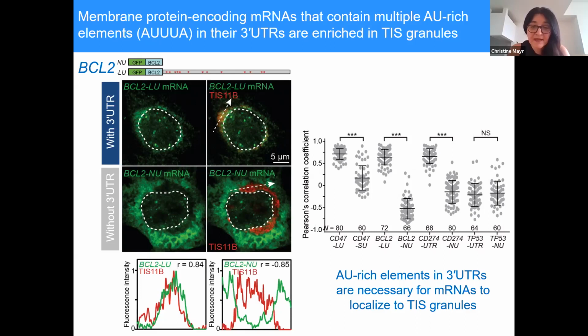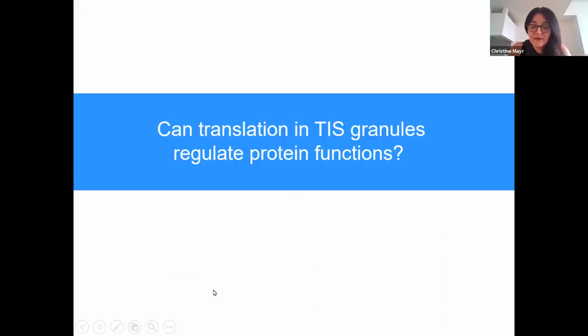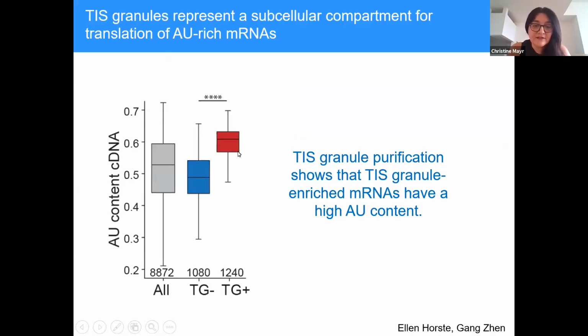All right. In the meantime, we actually purified TIS granules, and we are able to confirm this finding. And so basically what we found is that all mRNAs that have a very high AU content, and we have over 1,000 mRNAs here, are highly enriched in TIS granules, whereas mRNAs with a low AU content are depleted from TIS granules. So it seems that TIS granules is a subcellular compartment that allows translation of AU-rich mRNAs.